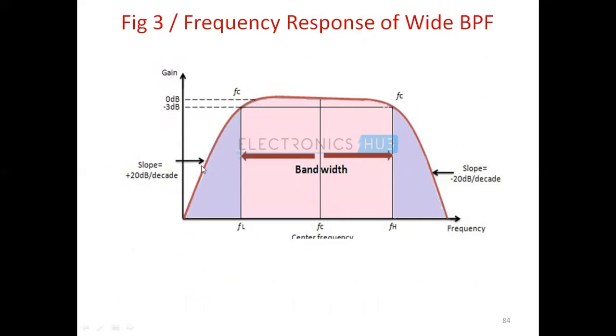At lower frequency, the gain rolls off at plus 20 dB per decade. Here the gain rolls off at minus 20 dB per decade. The frequency versus gain graph is given. This one is the bandwidth of the wide band pass filter.